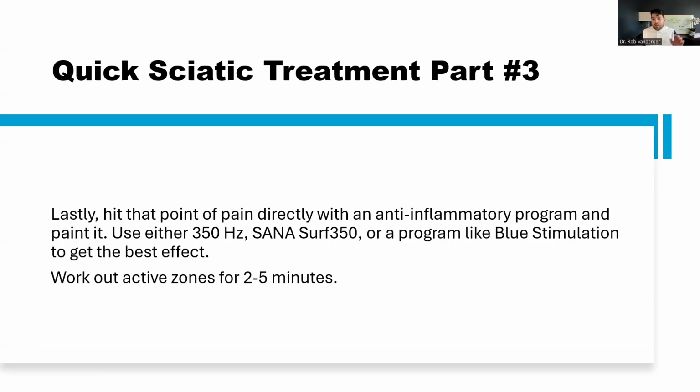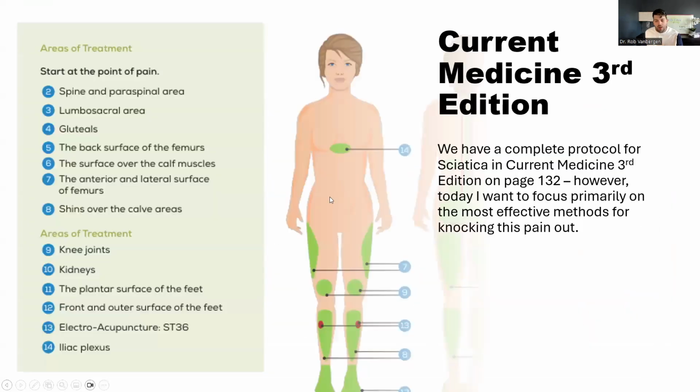Okay, so that brings us to the end of the quick sciatic treatment portion. I'll cycle back here and just say that if you're looking for a more in-depth sciatic treatment, you're looking beyond a little bit of 10-minute training, then you want to look into Current Medicine, the 3rd edition, page 132. You've got the full protocol, including what we just went through now, on that area as well. And it talks about all these different areas and where to treat them in that book. If you're looking for something a little bit more that goes beyond what we talked about today.